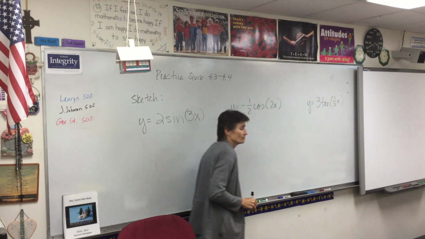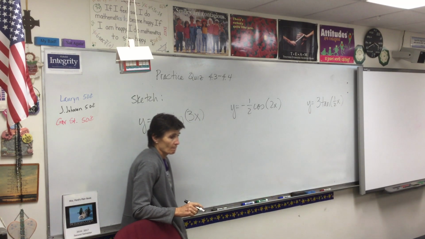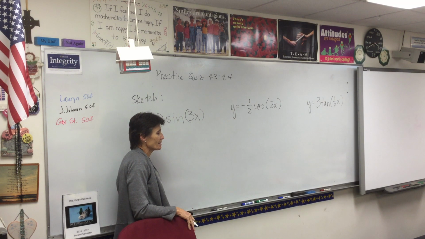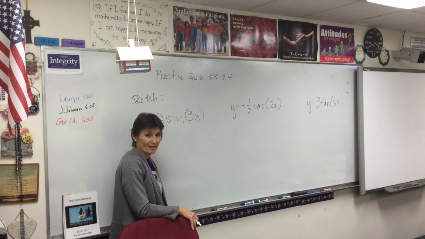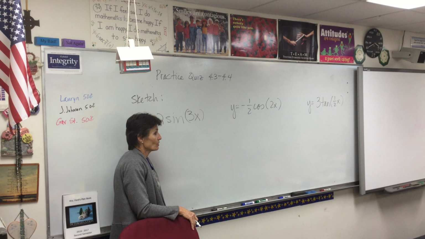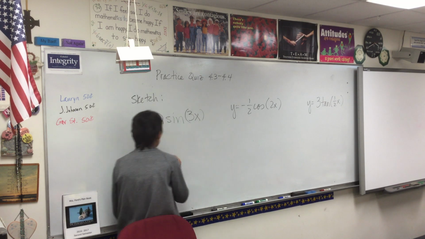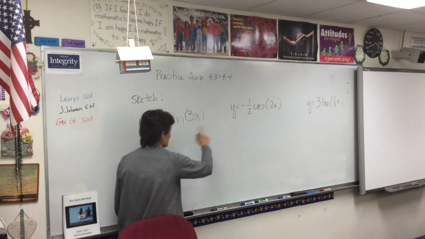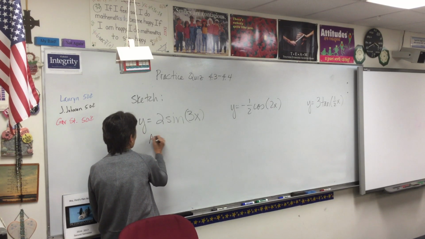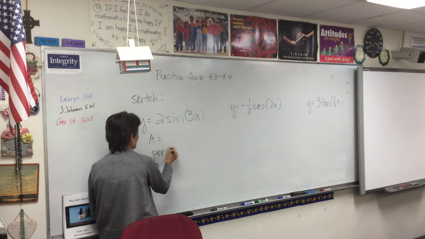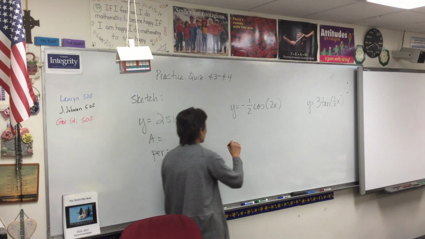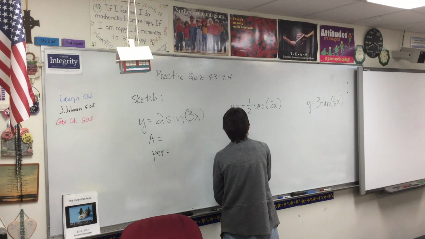So here we go. Not a coincidence, we have a sine, cosine, and tangent, right? Those are our 3 shapes that we need to know. And in addition to that, you're going to have to list the amplitude and period for each one. So you're going to sketch and list the amplitude and period.